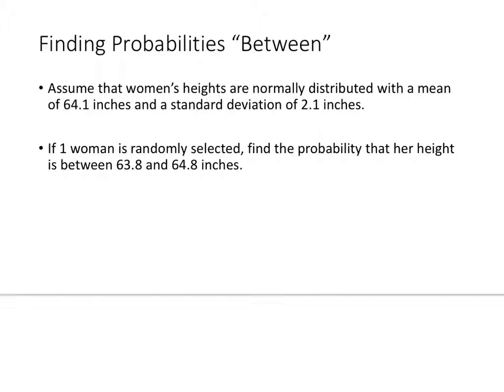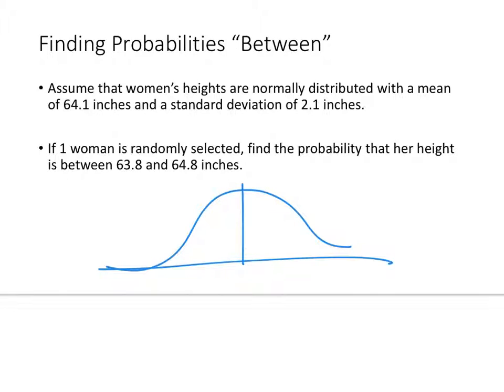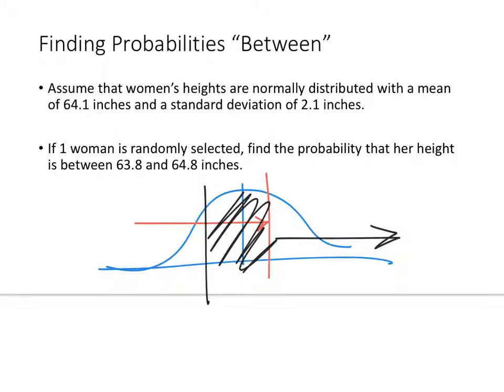All right, last example. This is a probability between. So what we've done so far, we had a probability below, we had a probability above, but now we want to look at what if we're between two values and we want to find that probability in between. So let's see, it says if a woman is randomly selected, find the probability that her height is between 63.8 and 64.8, given that we have a mean of 64.1 and a standard deviation of 2.1.